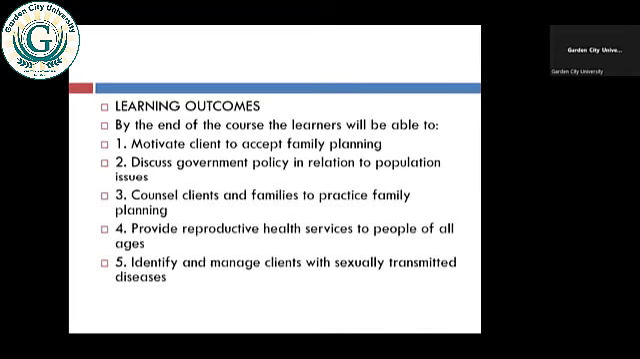Then the learning outcomes. At the end of this course, all the learners will be able to motivate clients to accept family planning. We will also discuss government policy in relation to population issues, counsel clients and families to practice family planning, provide reproductive health services to people of all ages, identify and manage clients with sexually transmitted diseases.